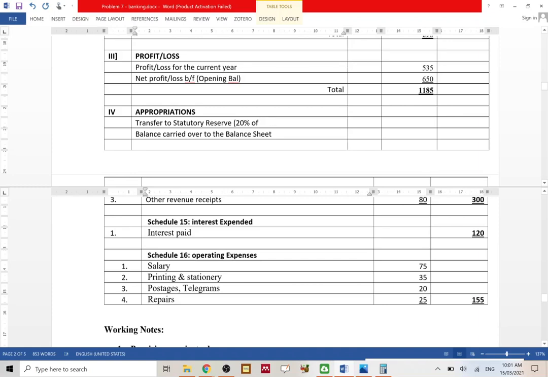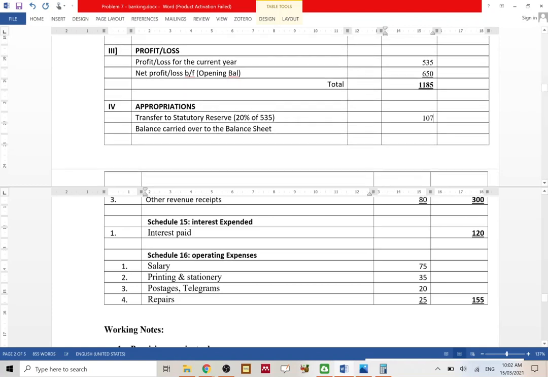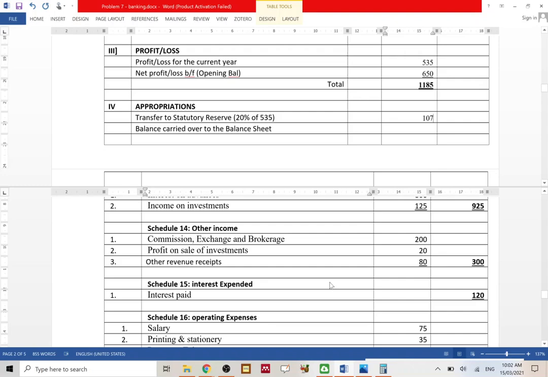As we know, statutory reserve transfer for the current year has to be on the profit of the current year, not on the total profit, not on last year's profit. Consider only the current year's profit to calculate this 20%. So it is 535. So 20% of this gives you 107. Done. So 107 is what will be transferred to the statutory reserve. Now this is one effect of the adjustment. Where else does it come?